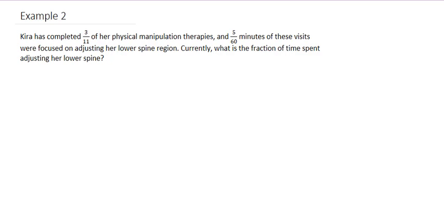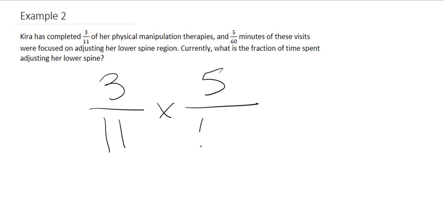So, once again, we know that we are going to be doing a multiplication because 3 of the 11s, so she's gone to 3 of her visits out of the 11 thus far. And then there's a certain amount of time that is being spent on her lower spine. So, to get to the answer of the total time that she has spent thus far, we will need to multiply these two fractions together.